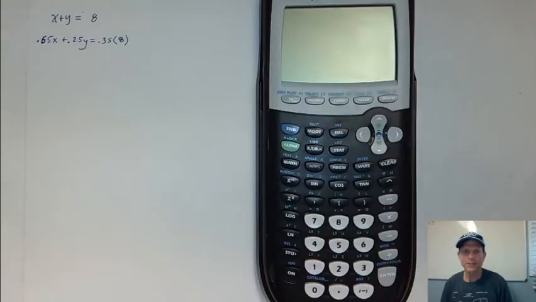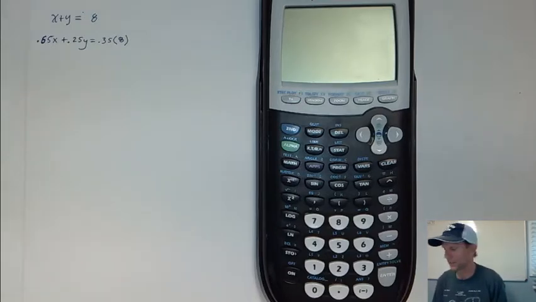Okay, I've set up the calculator and we're working on number 4 from 9.2. We already solved it using the substitution method and came out with a solution of 2, 6, and I wanted to show you how to use matrices on a graphing calculator, and I'll make another video about this also, but I want to show you the correlation between the substitution method and the matrices method.